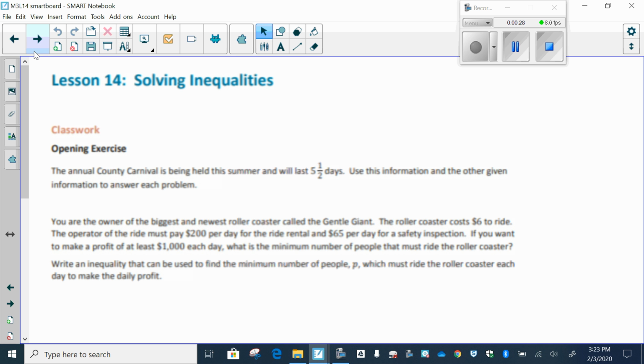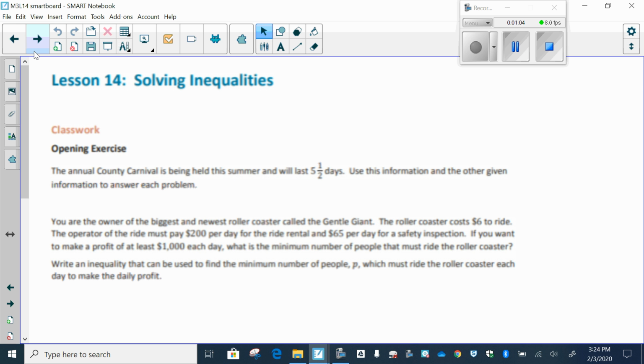The annual county carnival is being held this summer and will last 5.5 days. Use this information and the other given information to answer each problem. So we need to keep in mind whose perspective each problem is from. So in this one, you are the owner of the biggest and newest roller coaster called the Gentle Giant. The roller coaster costs $6 to ride. The operator of the ride must pay $200 per day for the ride rental and $65 per day for a safety inspection. Oh good, it's being checked for safety.